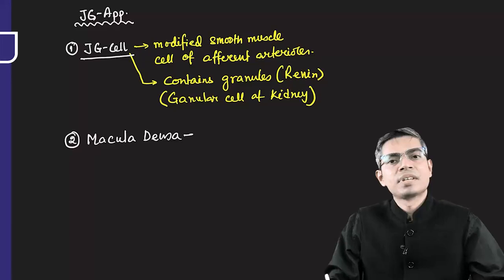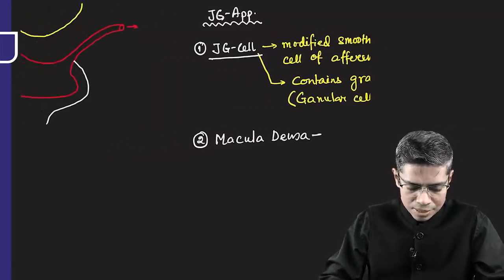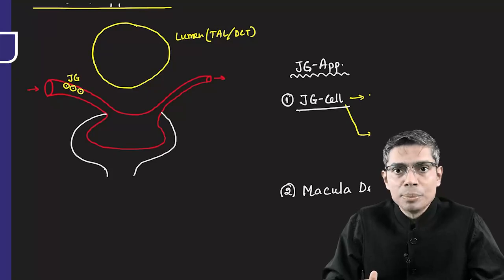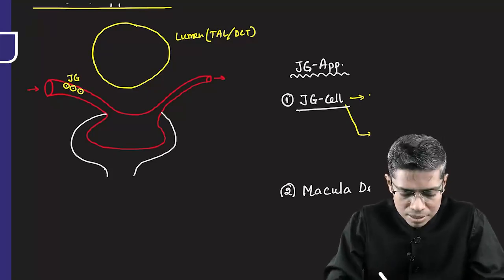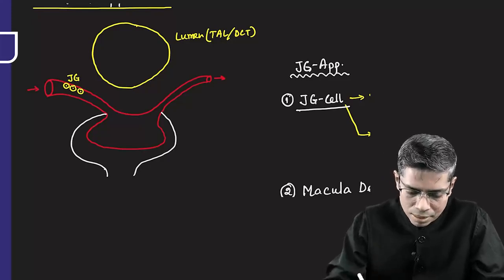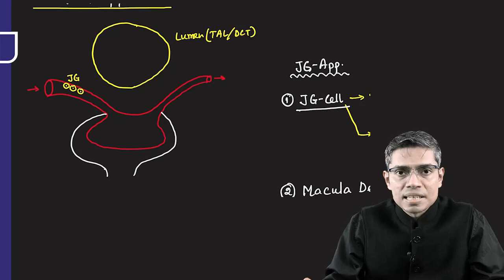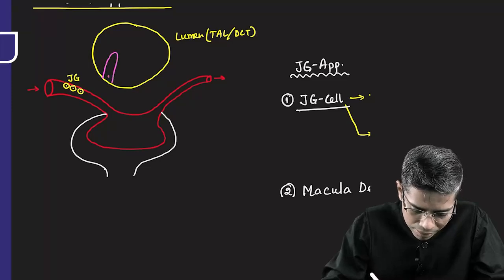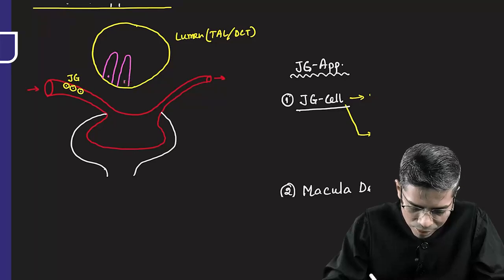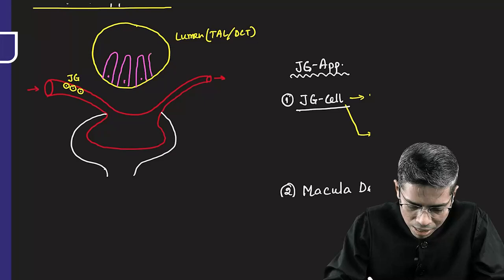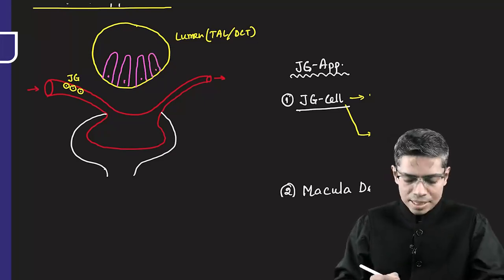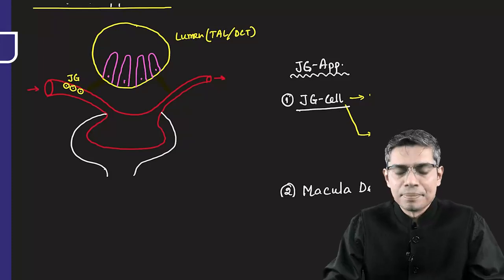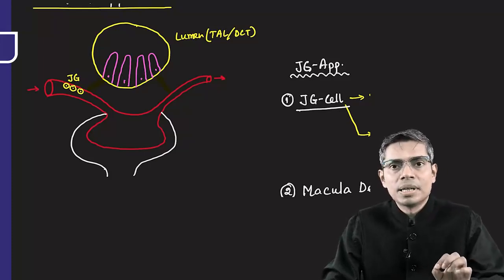Now look at where the macula densa cells are located. Again, the same diagram: the afferent arteriole, efferent arteriole and the tubular lumen. At the level of this tubular lumen you will get some epithelium cells. Now, the epithelial cells which are in contact with the afferent and efferent arteriole, I am talking about this and this, those epithelium cells are tall columnar in nature.